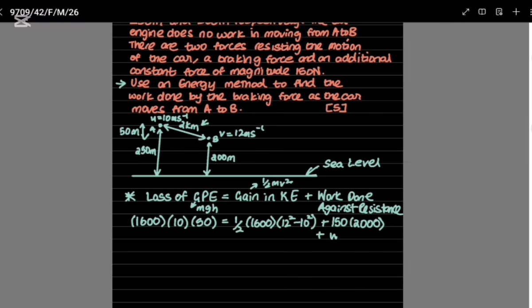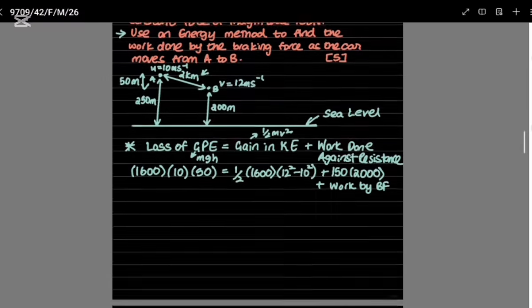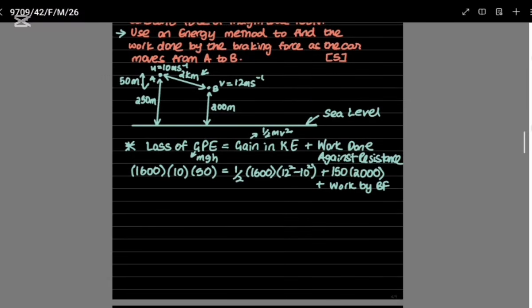We can just write the work done by the braking force, W by braking force, BF. Let me write it like that. We can find the braking force, but no need, because they just want the work done by the braking force. So 1600 times 10 times 50 is going to give me 8 times 10 to the power of 5 joules, but no need to write that right now.